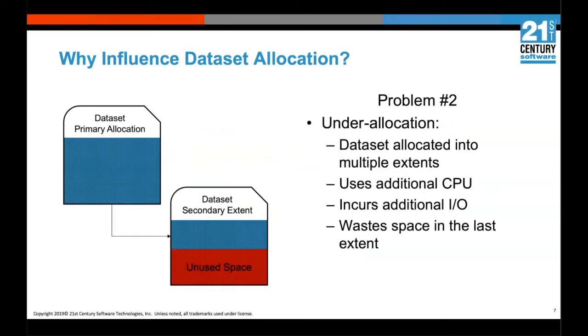Second problem is under allocation. And under allocation in the worst case will cause the job to fail, right? You need more space, and there's just no space there to get. But also what will happen in lesser cases is that the data set will expand into multiple extents. Every time you need to leap around an extent, you're going to use some more CPU to go back and forth. It incurs additional I/O because the system has to tie the pieces of the data set together, whether on the same volume or across multiple volumes. And of course, you're still going to have gas in the last extent that will not be used.